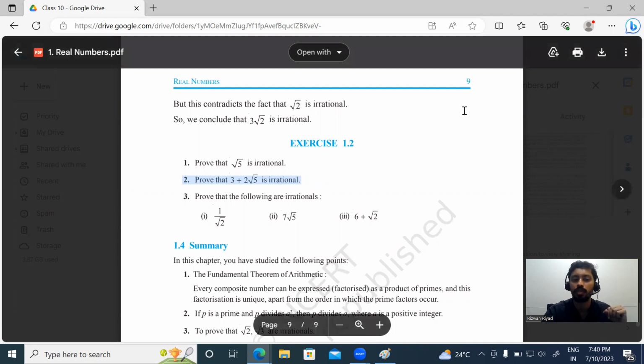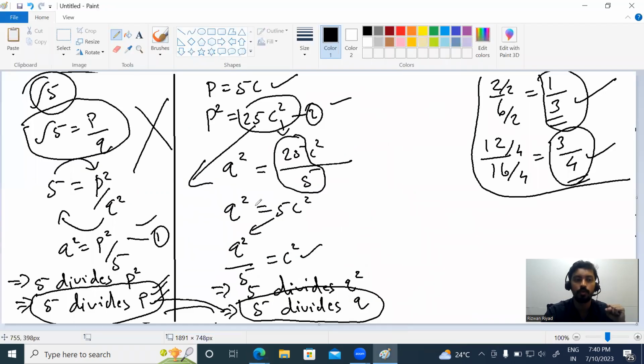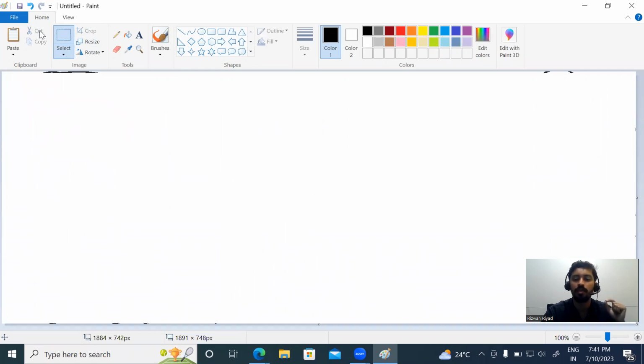So let's prove that 3 plus 2 root 5 is irrational. For that, I'm using the same method, the method of contradiction. First we will assume the opposite of that. Then we will move forward with that assumption and reach a mathematically wrong situation. From that contradiction, we can conclude that our assumption was wrong. That is the same method as the previous question.